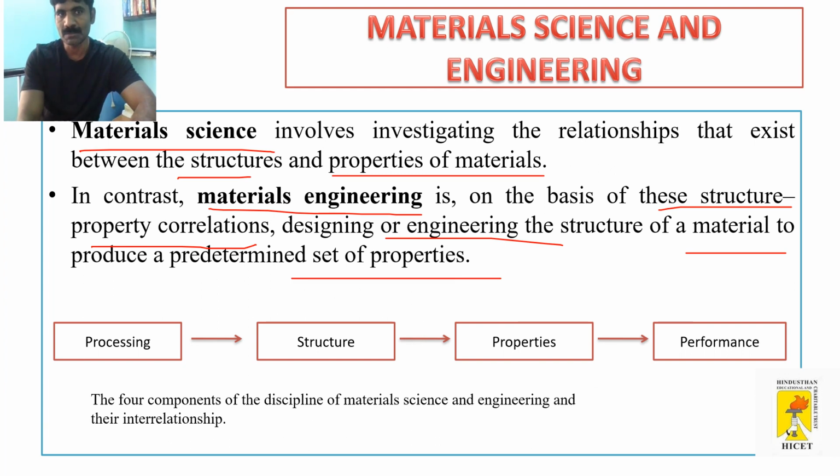And these two terms, material science and material engineering, have four components which relate them together. That is processing. What do we mean by processing? There is a set of processes which helps you to get the structure of the material, and that structure in turn gives you a predetermined set of properties. These properties determine the performance of the material in any application.